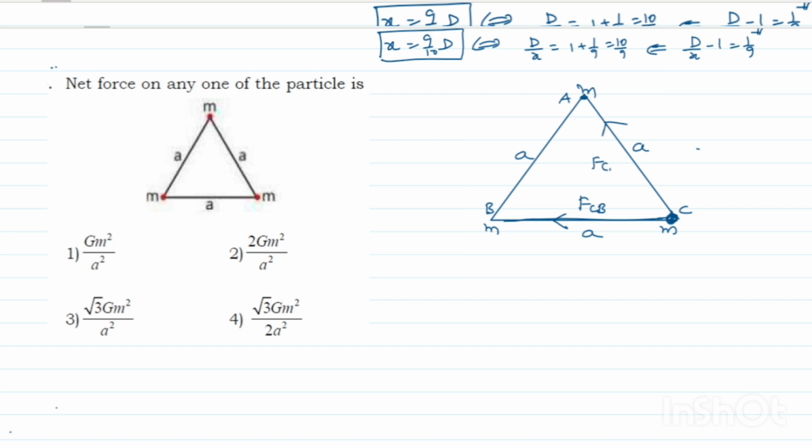Then the force acting on C by A will be like this. Both the magnitudes will be the same. FCB, which will be equal to FCA, is nothing but G into m square by a square. If the two forces are acting at an angle of 60 degrees, the resultant of these two forces of equal magnitude, F net, will be root 3 times F, which is nothing but root 3 into G m square by a square. This is the correct answer.